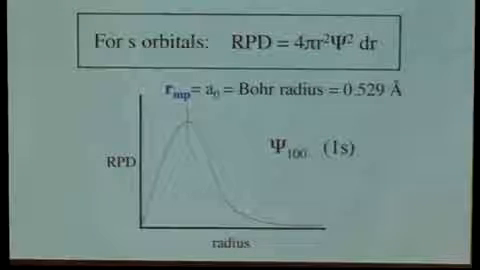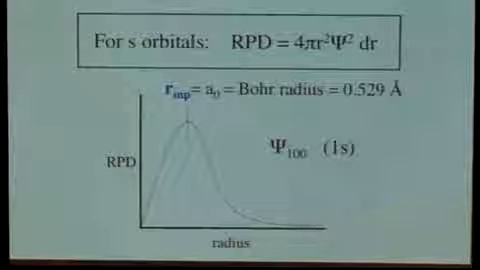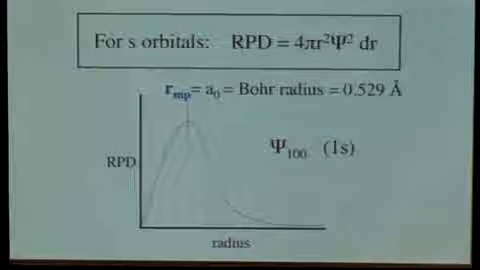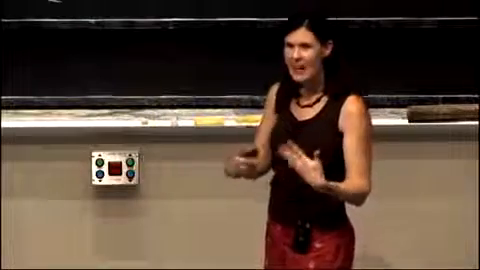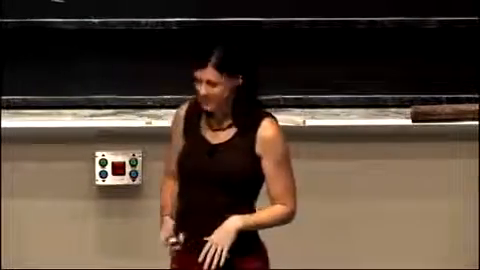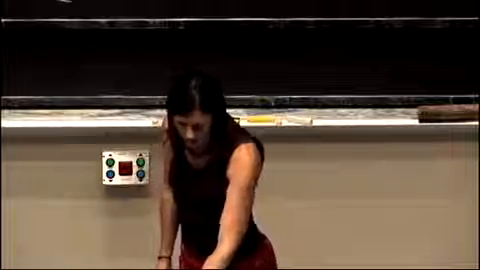And basically what that means is you can actually find an electron anywhere going away from the nucleus, but you're most likely to find it at a distance of a naught, or the Bohr radius. That's where you have the highest probability.